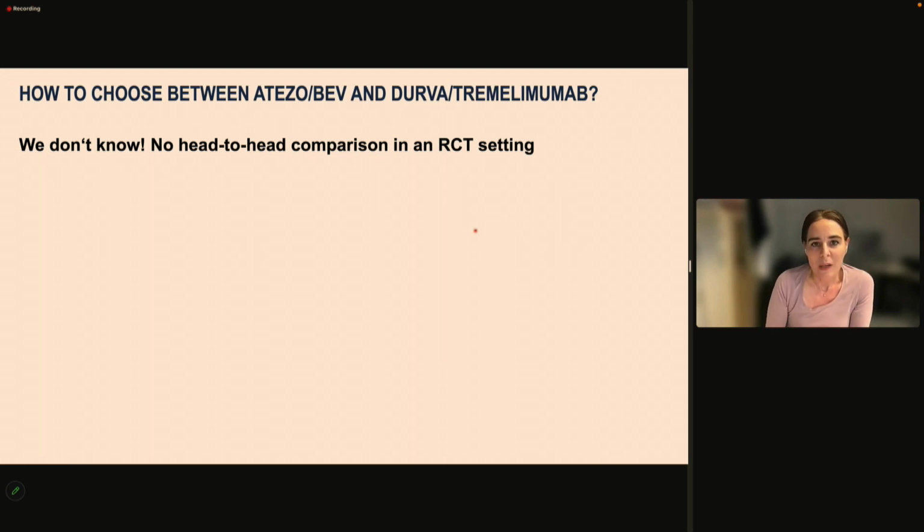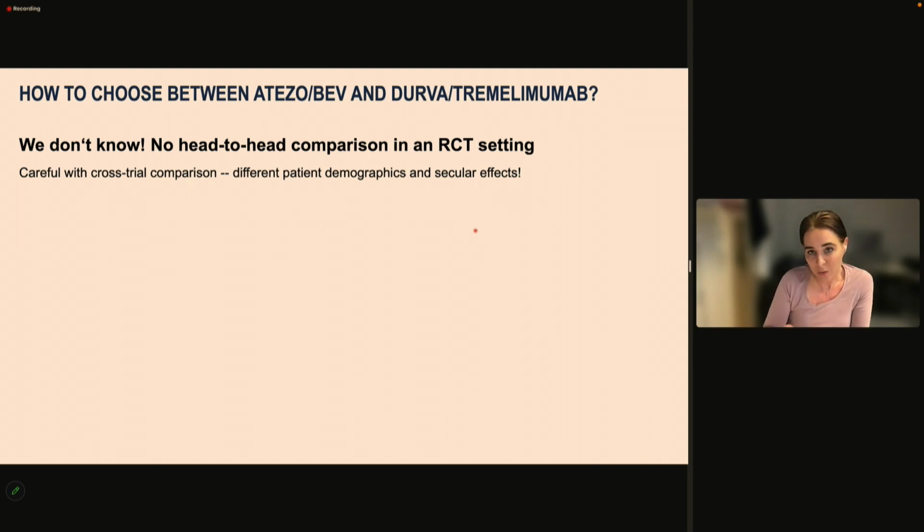So there's a question that I'm quite frequently asked these days, and that is, how do you choose between atezolizumab, bevacizumab, and durvalumab and tremelimumab? And I think the correct answer is, I actually don't know, because we do not have any head-to-head comparisons in a randomized controlled trial setting, which we would actually need to be a little bit safer in whatever we claim here. And we need to be very careful when we're doing cross-trial comparisons, because we're looking at different trials with different patient demographics and maybe also some secular effects.